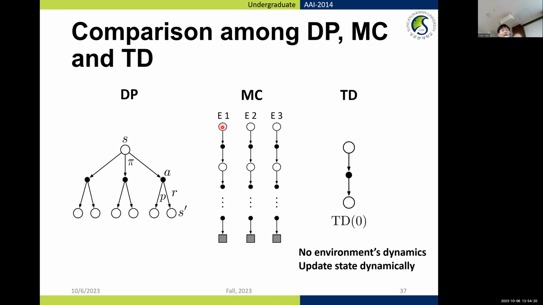The MC case is that we update a particular state until the end of an episode, then we move to the new episode. TD just combines both. We also consider the next, neighboring state, and then we update the previous one immediately. So the features of TD are that it needs no environment dynamics and updates states dynamically. Instead of waiting until the termination of the episode like MC, TD immediately updates the previous states.